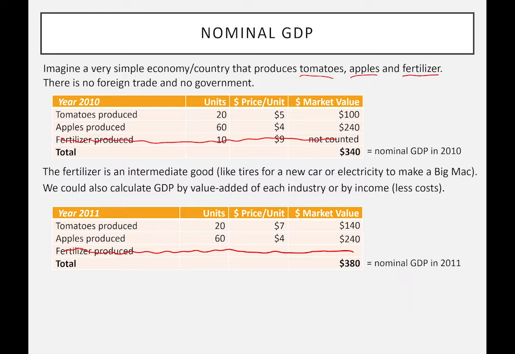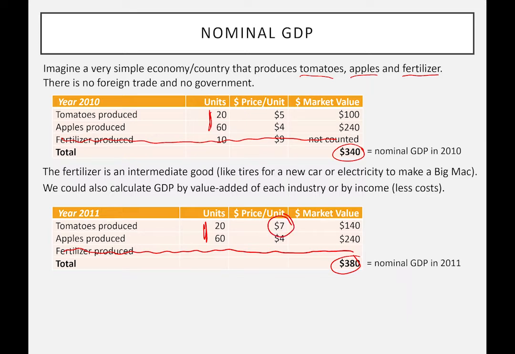But you'll notice it's increased. It was $340 here, and now it's gone to 380. That sort of implies that the country is producing more stuff, or there's more economic activity. But in fact, you can see in real terms, it hasn't changed. All that's happened here is that the price of tomatoes has gone up.